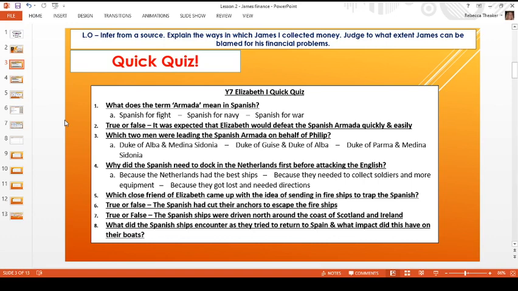Question 5, this is the one that isn't multiple choice, so I have to see if you can remember this off the top of your head. Which close friend and advisor to Elizabeth came up with the idea of sending in fire ships to trap the Spanish?